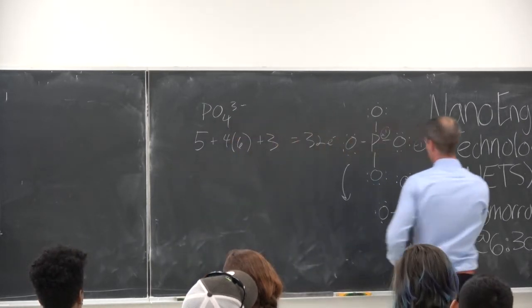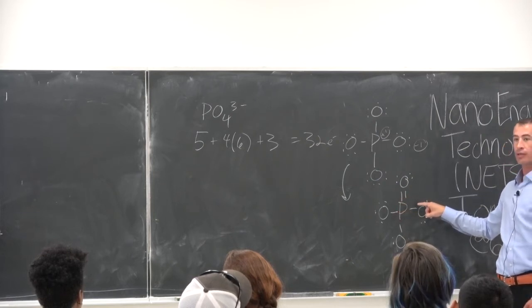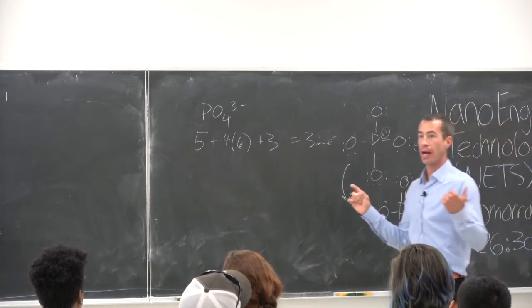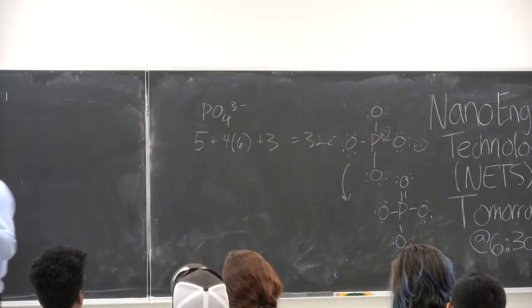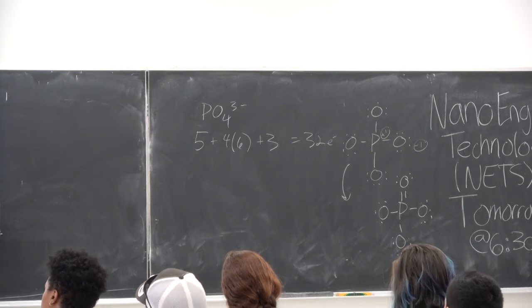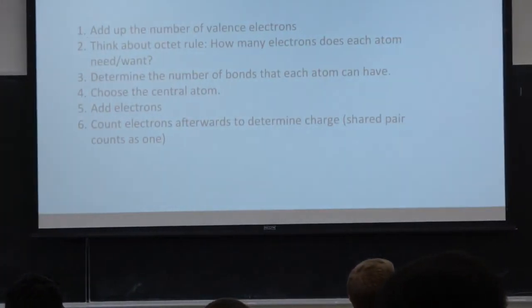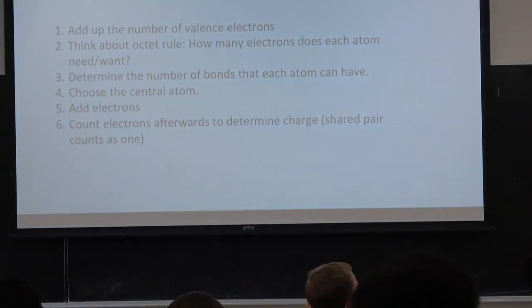On these, if it's a shared set, you're right, this is 2, 4, 6, 8, 10 electrons, but when it's shared, you only count them as half when you go back and count the neutral charge. To count the electrons afterwards to determine charge, if it's a shared pair, it counts as only 1. So it originally had 5, and then you've got 2, 4, 6, 8, 10, but they're only counted as half because they're shared. So 5 minus 5 is 0.